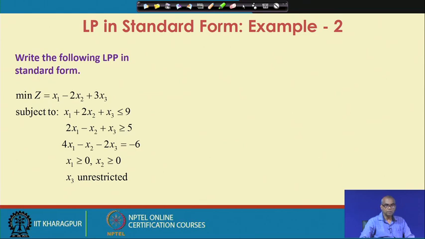So, you want to write the linear programming problem in standard form. The problem is minimize z equal to x 1 minus 2 x 2 plus 3 x 3 subject to x 1 plus 2 x 2 plus x 3 less or equal to 9. So, it requires a slack variable.